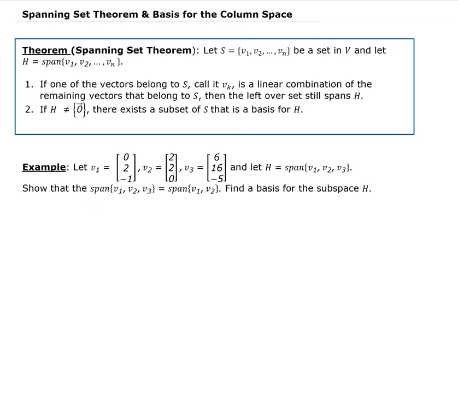The first thing is that if one of those vectors, call it V sub k, can be written as a linear combination of the other vectors that belong to S, then the leftover set will still span H. Secondly, if H is not equal to the zero vector, then there exists a subset of S that is a basis for H. I'm going to demonstrate this theorem in the following example.